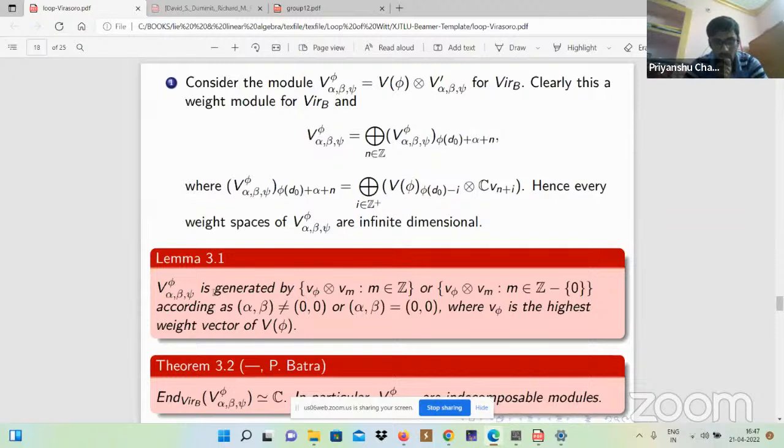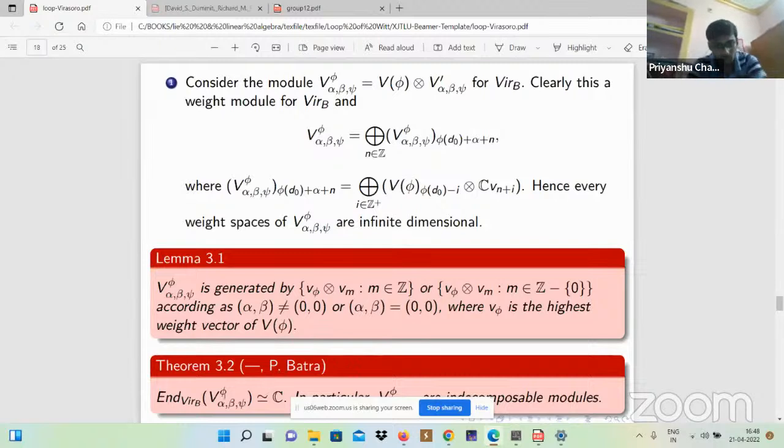Now we give a lemma which will be crucial in all the theorems actually. V^{φ,α,β,ψ} is generated by V^φ ⊗ v_m, m in Z, or V^φ ⊗ v_m, m in Z minus 0, according as (α,β) not equal to (0,0) or (α,β) equal to (0,0). That is, whenever (α,β) not equal to (0,0), then V^{φ,α,β,ψ} will be generated by V^φ ⊗ v_m, where m runs over the whole of Z, and when (α,β) equal to (0,0), this will be generated by V^φ ⊗ v_m, where m runs over only m in Z minus 0.